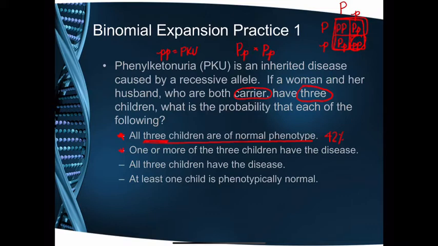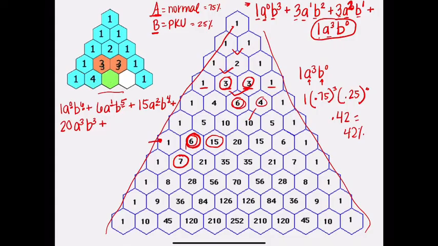One or more of the 3 children have the disease, okay? So we are looking for 1 or more kids with the disease. And so that means we want our B to be 1 or bigger. So that's going to be all of these. All of those have a B of 1 or bigger. So in order to solve that, you have to do all of those things and add them together, okay?